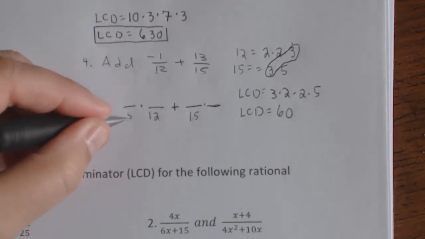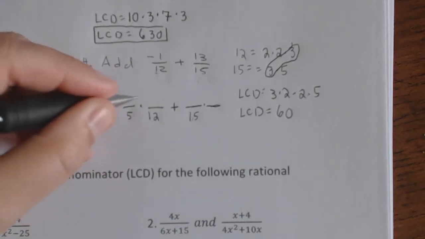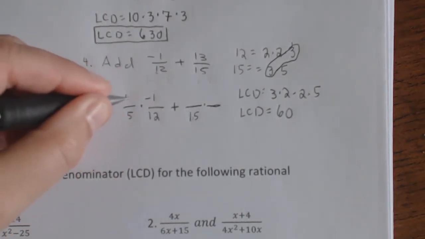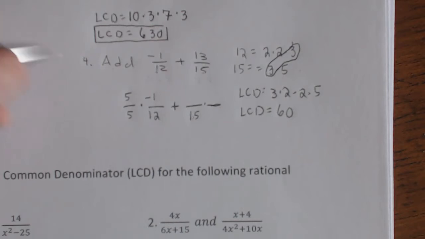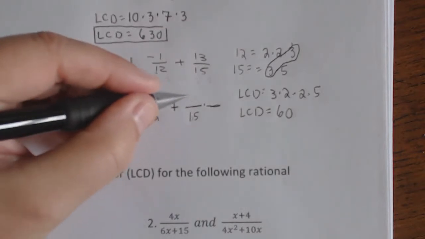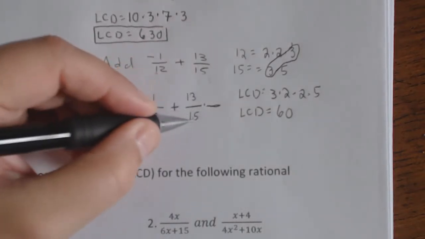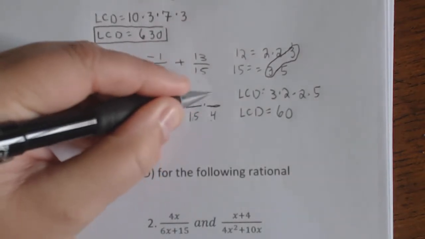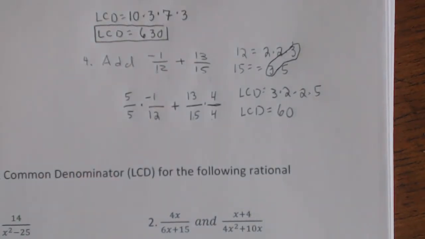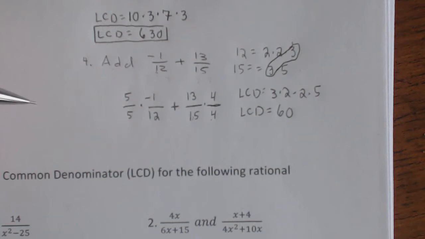So I could multiply the 12 by 5 and get 60, but I have to also multiply the numerator by 5, because that's 1, and that's okay. You can multiply anything by 1 and not change the value. So for this 13 over 15, 15 I would multiply by 4. Well, I have to also multiply the top by 4. So that's legal. I did not change the ratio of each of those fractions.